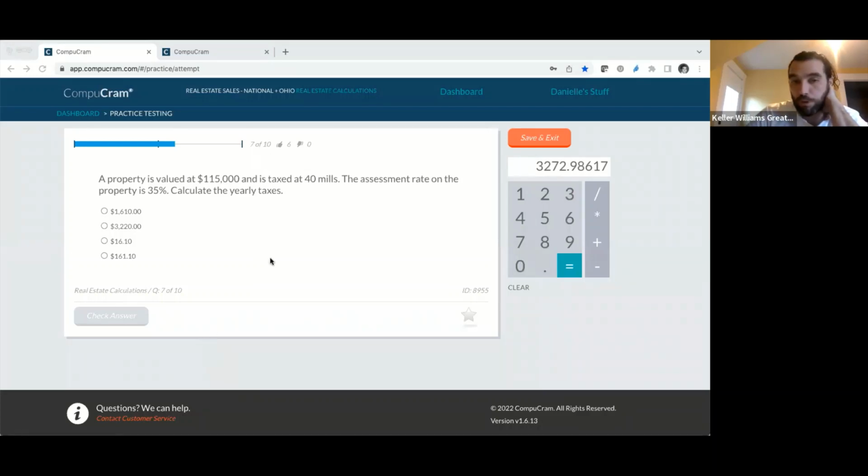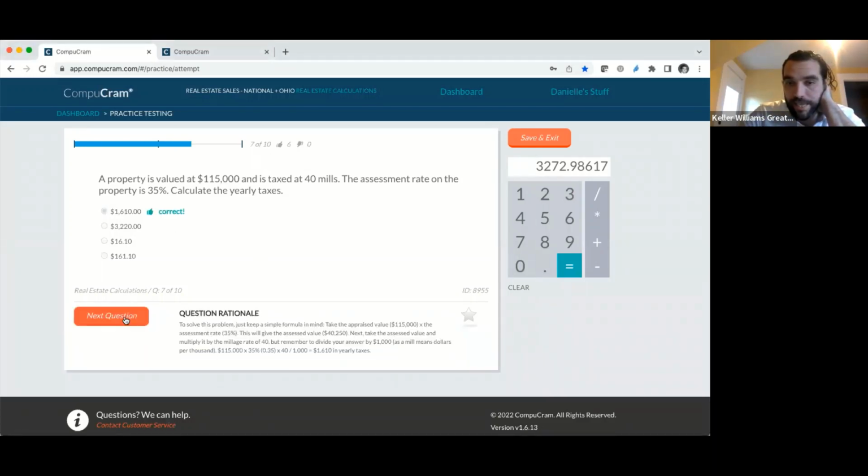Yeah, you guys made pretty quick work of that one. 1610. So for this one, it's 115,000 times 0.35 because that's the assessment rate, divided by 1,000 because it's mils, times 40 because that's the millage rate, gets you to 1610.